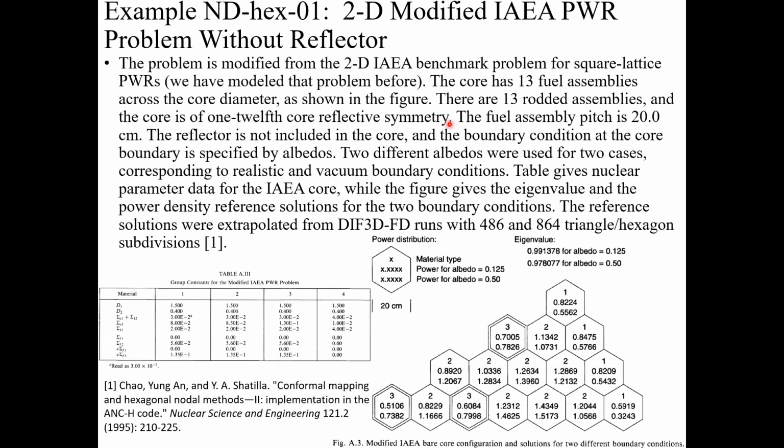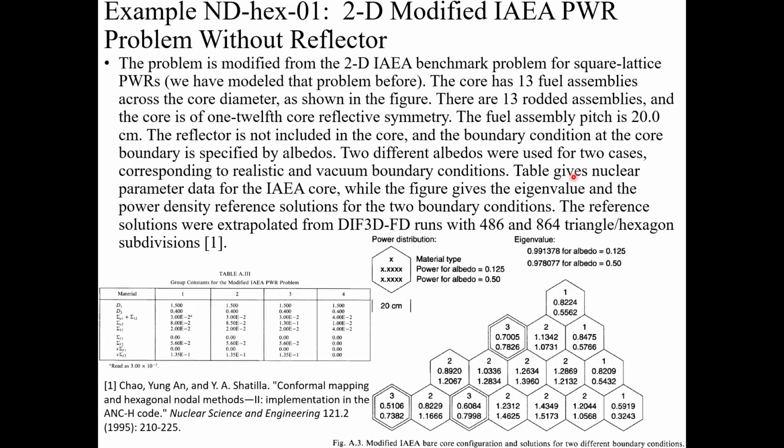The fuel assembly pitch is 20 cm. It's shown here that from one flat surface to another flat surface is 20 cm, which is also the pitch. The reflector is not included in the core, and the boundary condition at the core boundary is specified by albedo boundary condition. So we have two albedo boundary conditions. One is albedo factor 0.125, another one is 0.5. So we need to calculate this problem twice for different boundary conditions. So 2 different albedos were used for 2 cases, corresponding to realistic and vacuum boundary conditions.